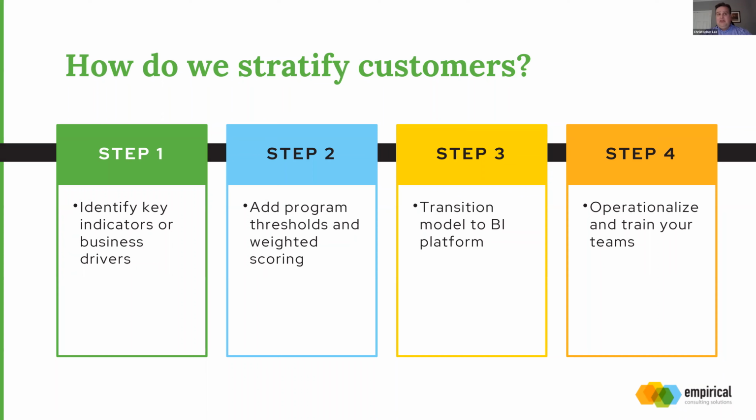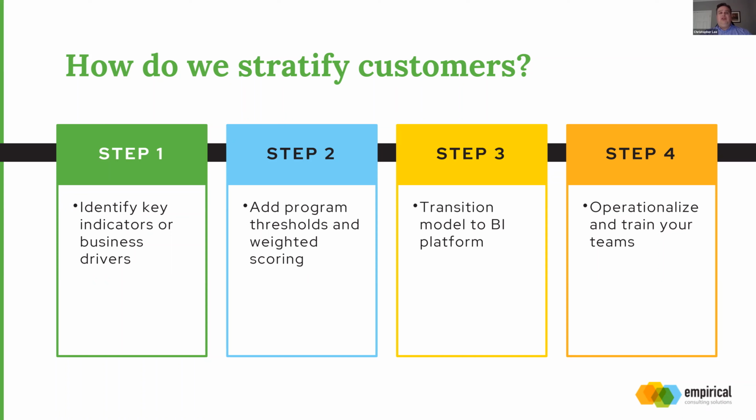How do we stratify our customers? Typically, customers will create a team of 3 to 4 members to lead, train, develop, and implement customer stratification. Customer stratification is a 4-step process. Step 1, identify key indicators or business drivers. Narrow those down to the top 10 to 15. Step 2 would be to add 3 levels of thresholds in scoring. One example of that would be, what is good, better, or best in your business?